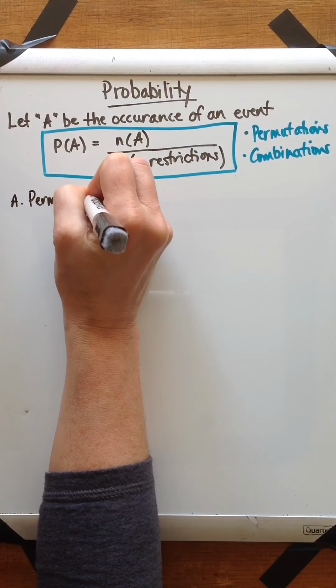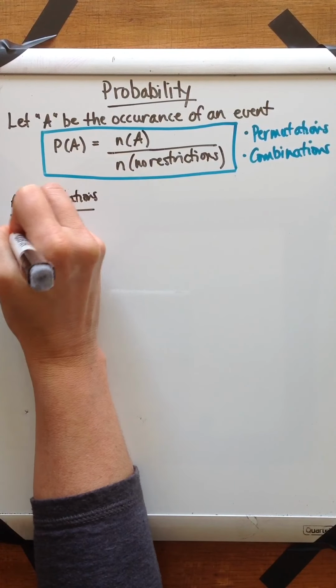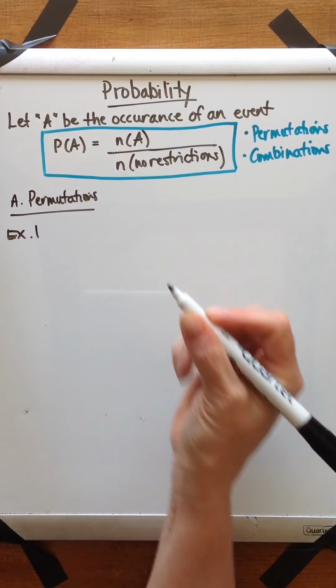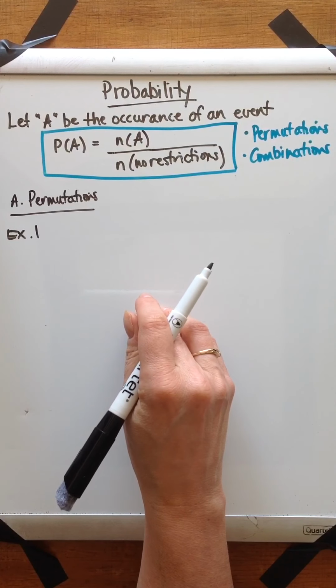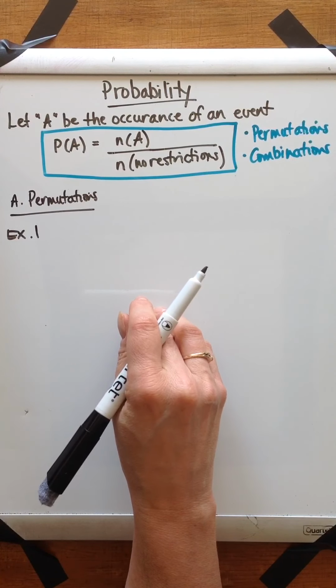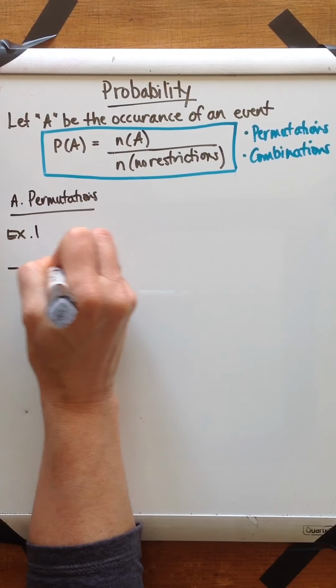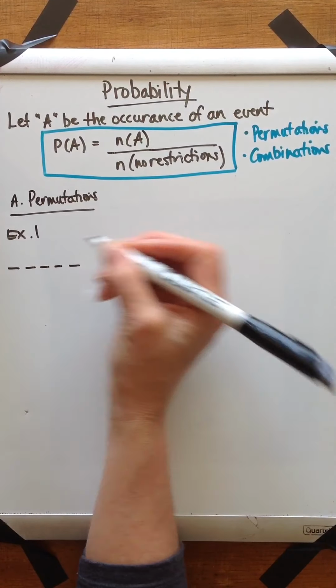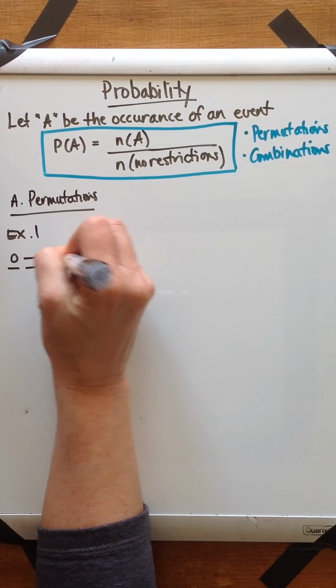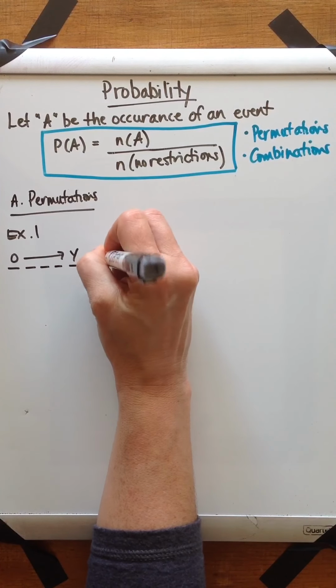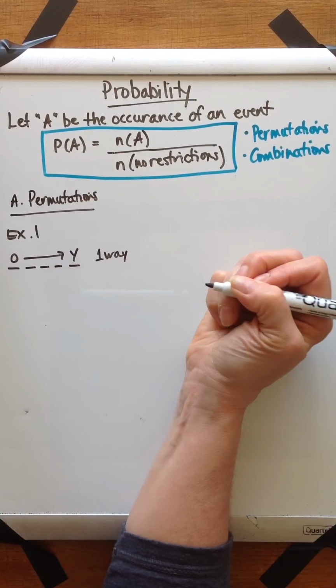So our first example says 5 people are seated in a row in a classroom. What's the probability they are seated from oldest to youngest? So let's imagine those 5 people sitting in a row. And if they are seated from oldest to youngest, there is only one way that that can occur.